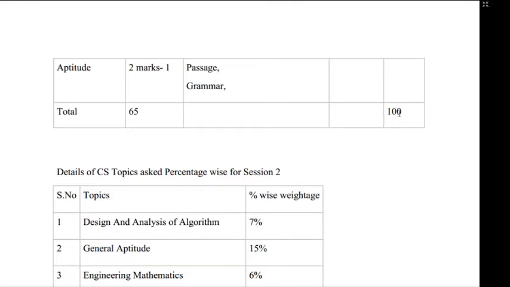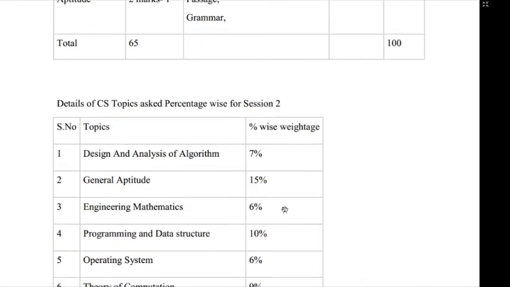So this is for the session 1 question set. Now we look at the session 2 question set of last year, 2017. These are the topics and percentage-wise weightage. In design and analysis of algorithms, 7% of the questions came. In general aptitude, always 15%.